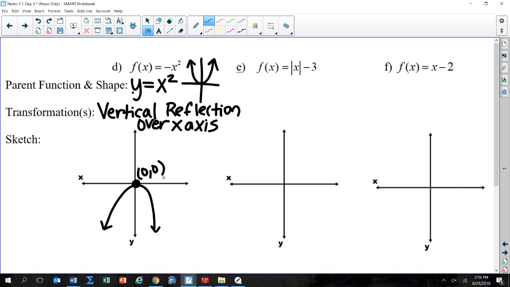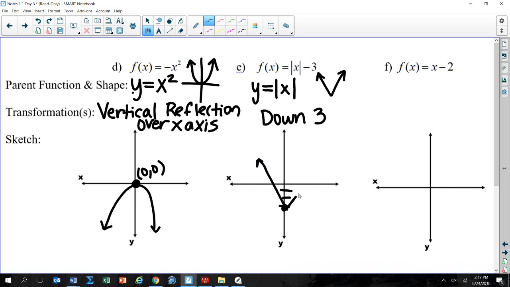For part E, as soon as I see the absolute value bars, I know that my parent function is the absolute value parent function. Absolute value has that V shape, and the -3, since it's outside of the absolute value bars, would be a shift down 3. Okay, so I'm going to draw a V shape that's down 3 units. 1, 2, 3, and it'll look something like this.